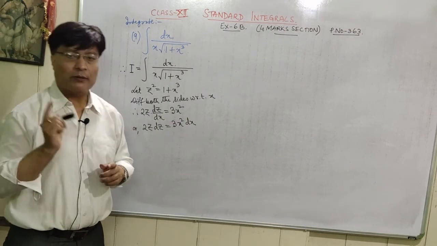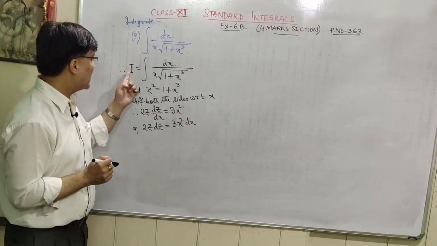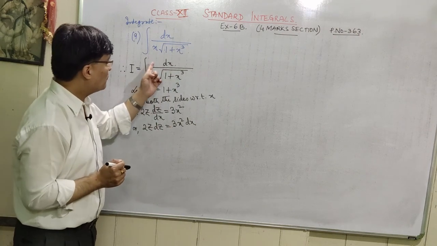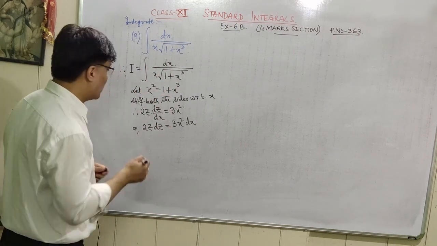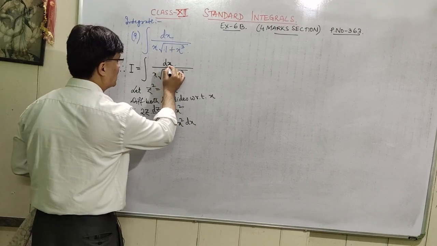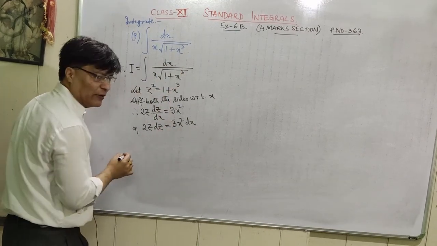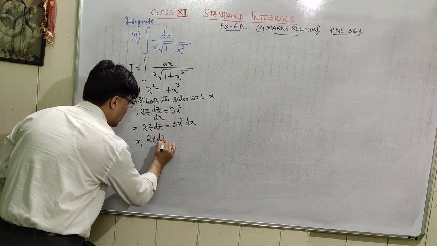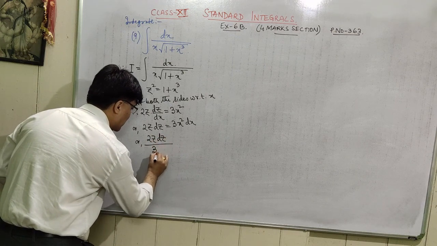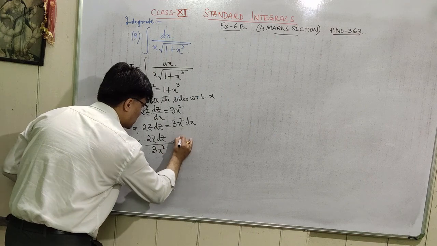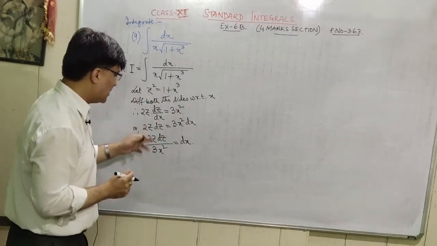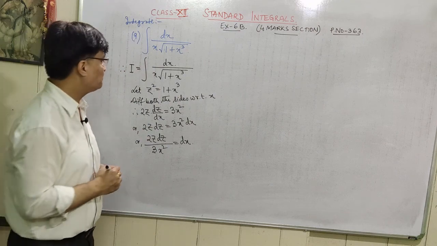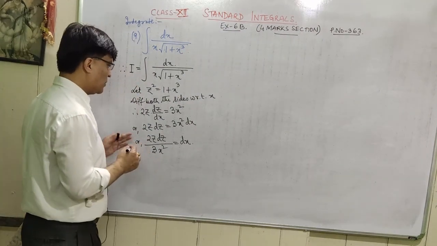Is that clear now? But in this case, in I there is only dx in the numerator. So you have to find out the value for dx from here. So it is 2z dz divided by 3x square, which is equal to dx. Here z and x square both are the variables in this case, okay? So now let us put it in I.